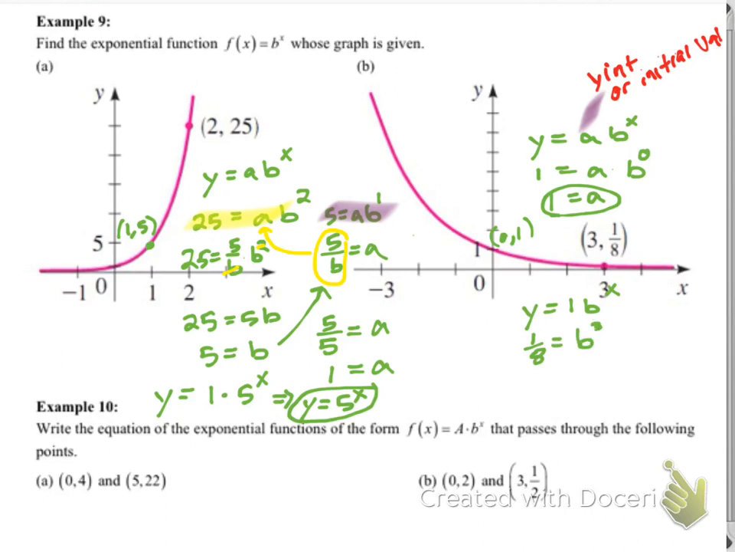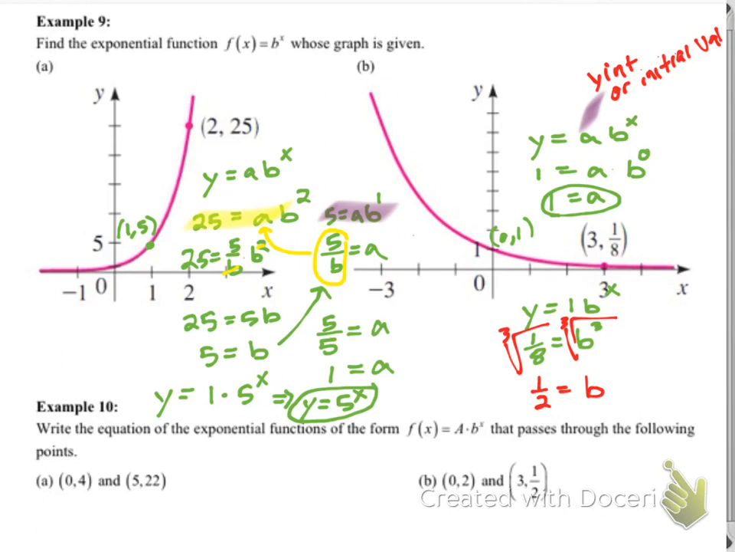All right, so if I got a equals 1, now I can use that in another equation. y equals 1 times b to the x. Let's use the other point, 1/8 and 3 for y and x. So 1/8 goes in for y, 3 goes in for x. Solving for b, to get b by itself in this situation, you have to take the cube root of both sides, or raise both sides to the 1/3. Same idea. So I'm going to do the cube root of both sides.